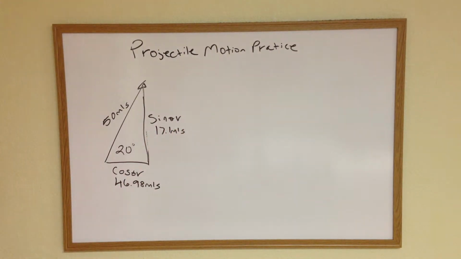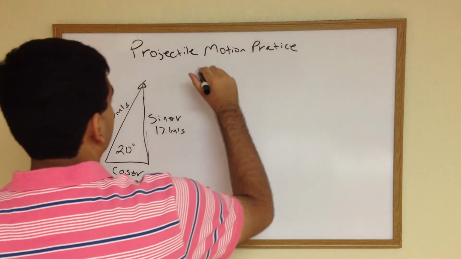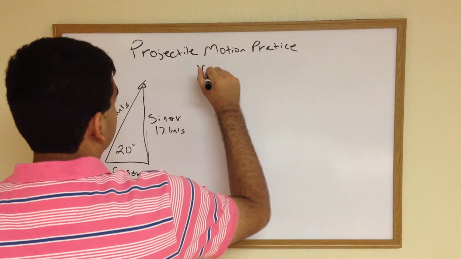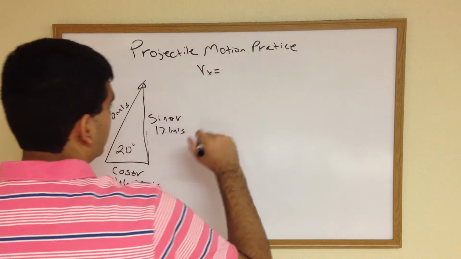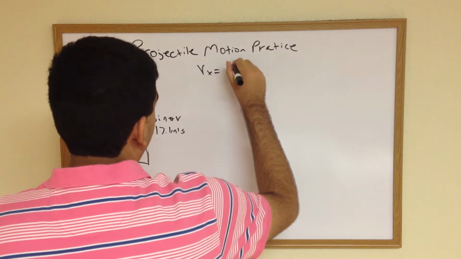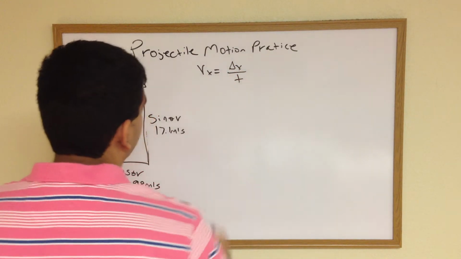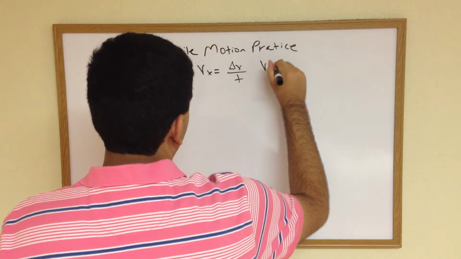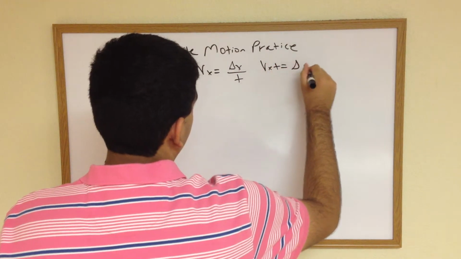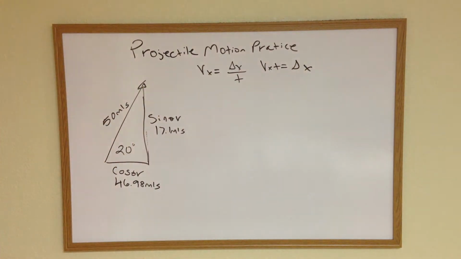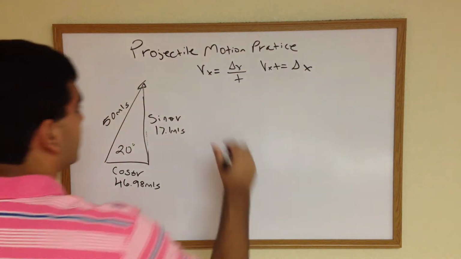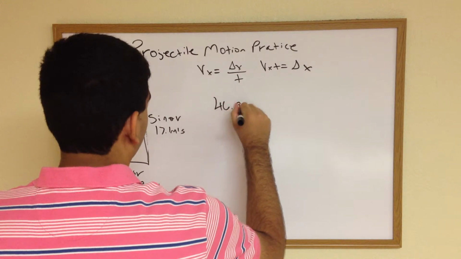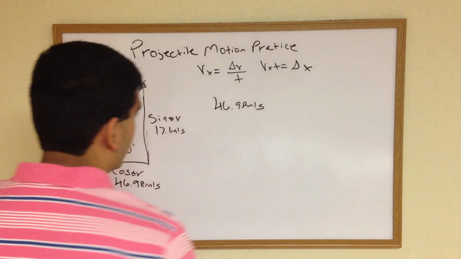Alright, so I know my cosine theta v, and I know that horizontal velocity is unaffected by acceleration, so I can just do this. Horizontal velocity equals the change in x over time. And I want to know how far it went, so multiply velocity times time will give me the distance traveled. So cosine theta v, which is 46.98 meters per second, and I don't know my time.